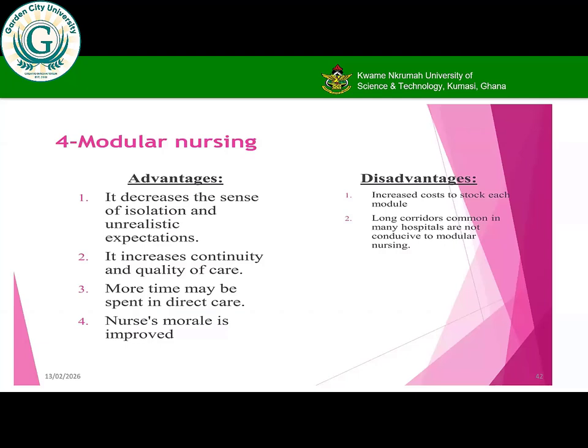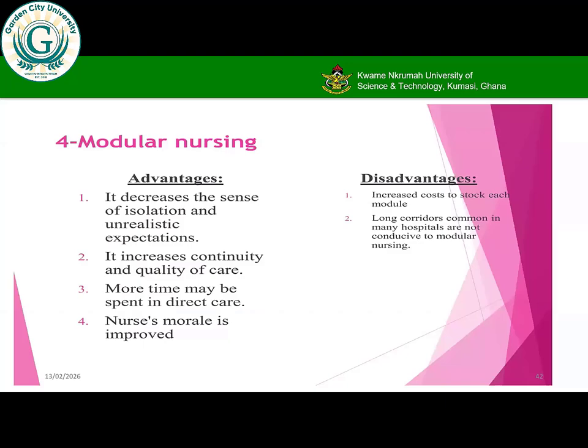So as I said, it increases cost to special care nursing hospital. Everybody has his room. It's not a corridor. We have room 1, room 2, room 3, room 4. So if you apply this model, it can work effectively. But how to get the resources to do it? So that is about modular nursing.